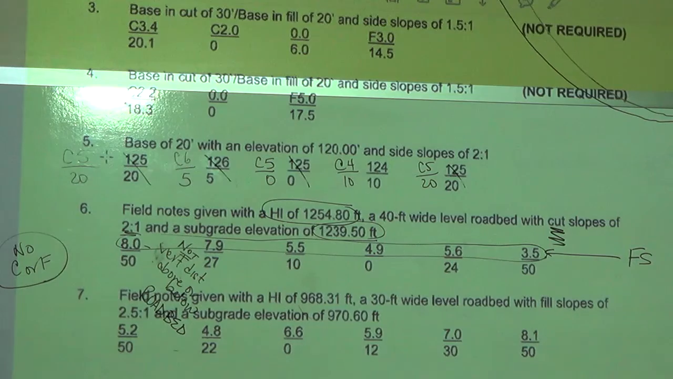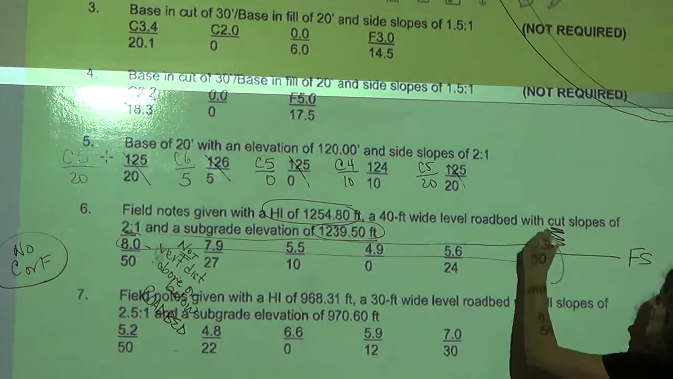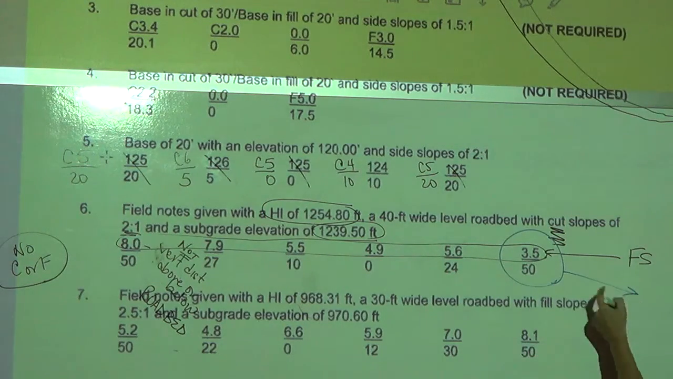And then I shot each one of you, and I got 4 sights. And because I knew the height of instrument, I subtract the foresight, and now I'm getting the new elevation. So let's just take this one right here. How do I find out the elevation of that point? The height of instrument, and what do? Subtract 3.5, and I get 1251.30. So this is the elevation of this point.